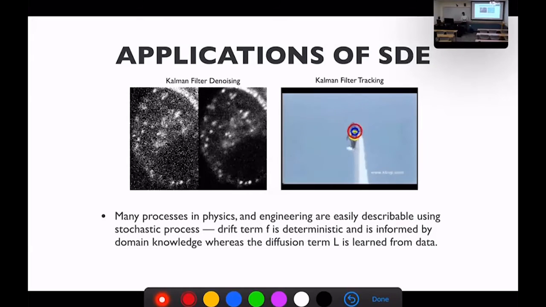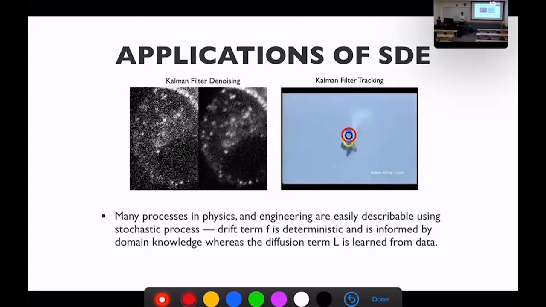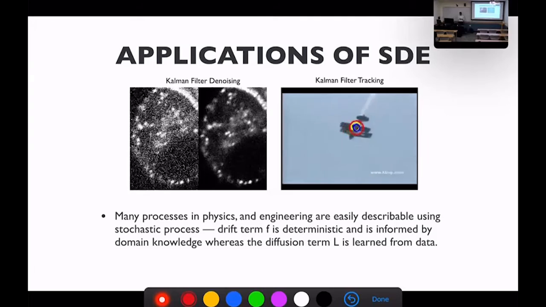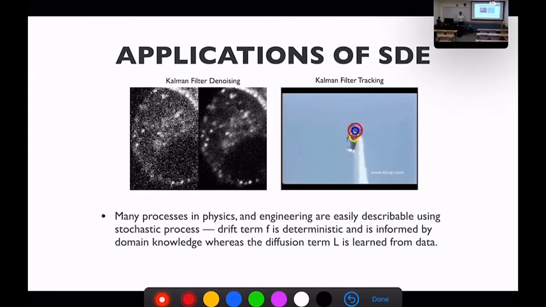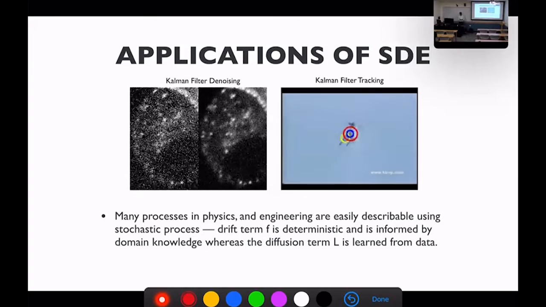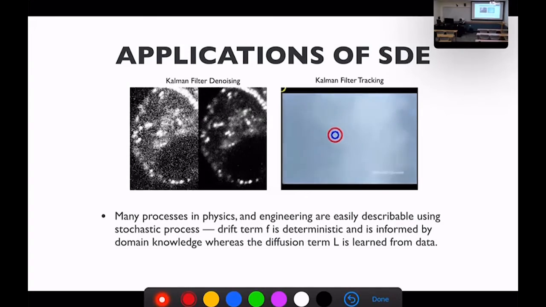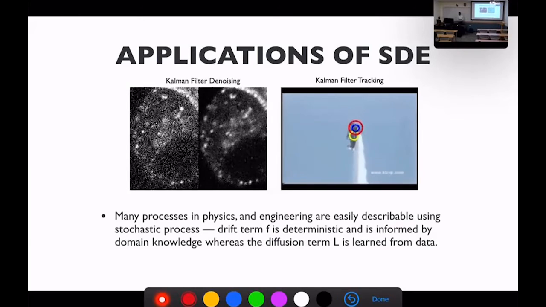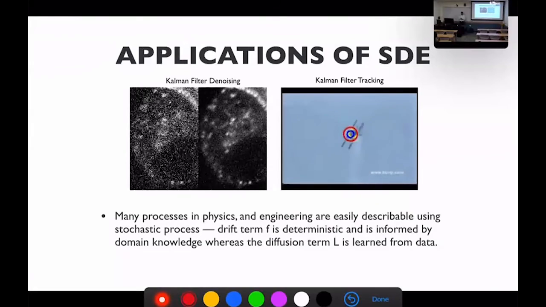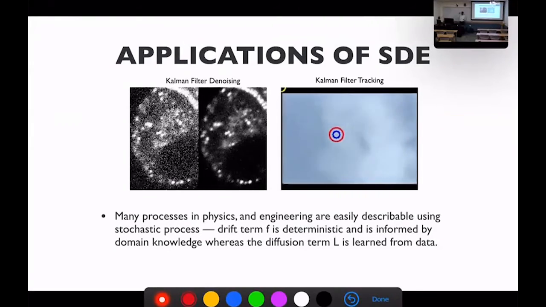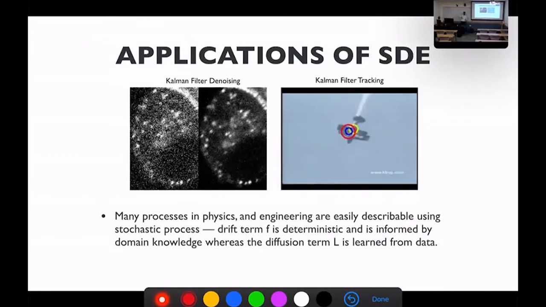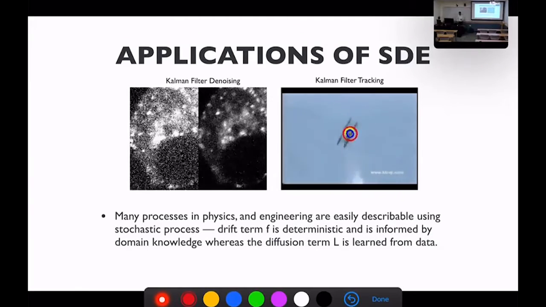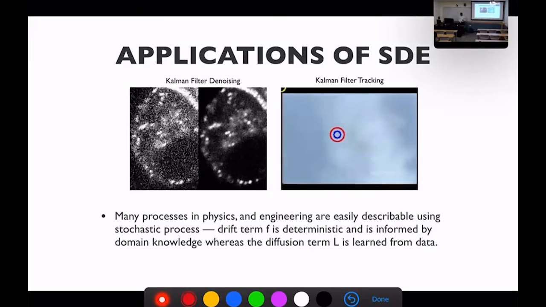So the other one, on the right, is Kalman filter tracking. The main thing you may have noticed is that at this point, the plane was blocked out by clouds. When the plane was occluded by clouds, you can see that the Kalman filter is still able to follow the deterministic path, so it catches the plane. These types of issues.